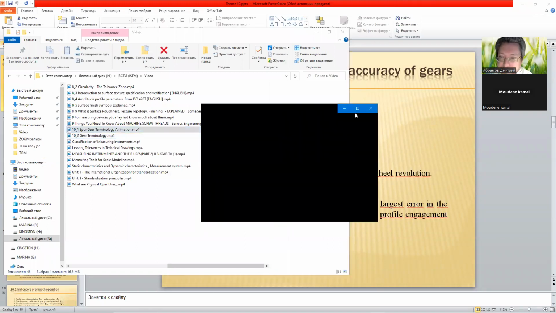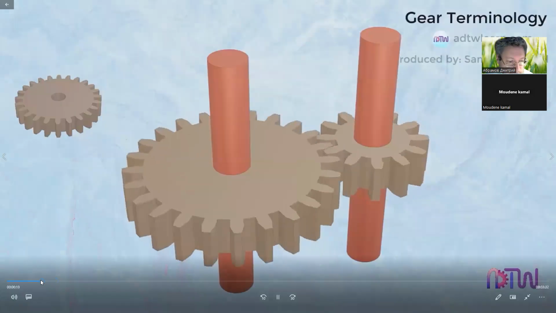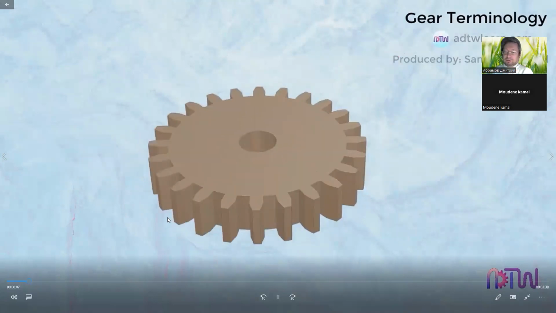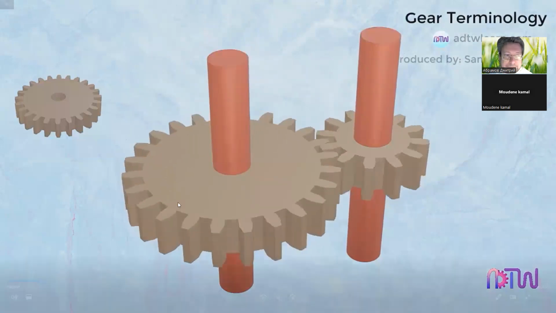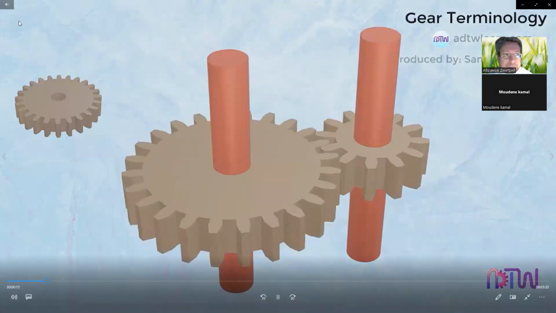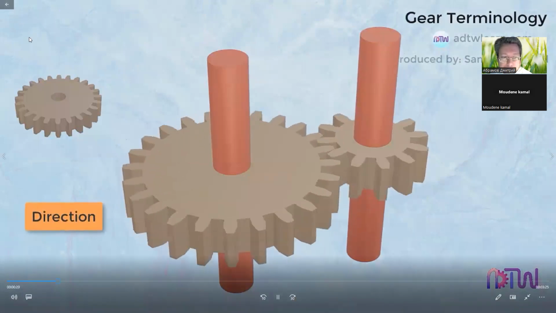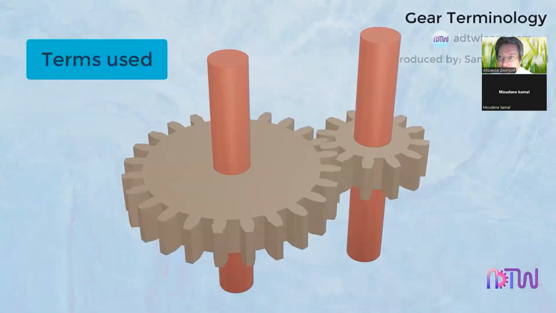Gear terminology. A gear meshes with another gear to transmit power from one shaft to another. Gears are used to transfer motion and torque between machine elements. Depending on the construction, gears can change the direction of movement or increase the output speed or torque. In this video, we will understand the terms used to represent different parameters of a gear.